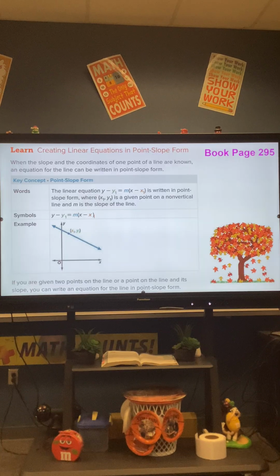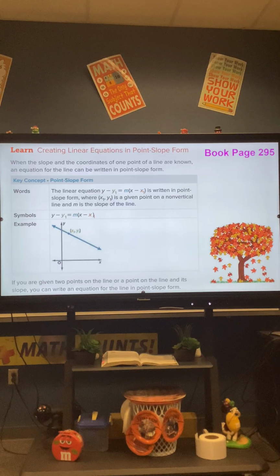All right, I'm going to start in the book first, and then I'm going to work my way to the note package. Is that good? Page 295. Everybody have a book? 295. It says when the slope and a coordinate point of a line are known, we can write it in what we call point-slope form.